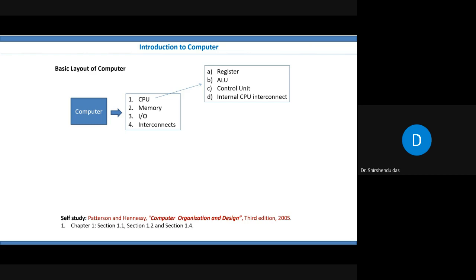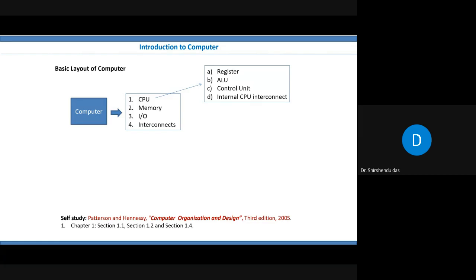Okay. Then the arithmetic logic unit, this is the main unit of the CPU. The arithmetic logic unit performs all the arithmetic operations like addition, subtraction, multiplication, division. All the operations are performed in this arithmetic logic unit. So I'll discuss the arithmetic logic unit in more detail.